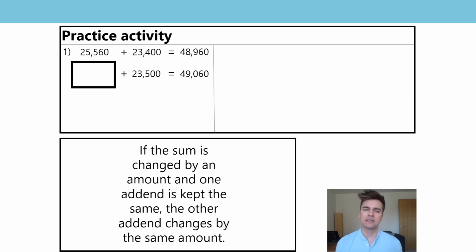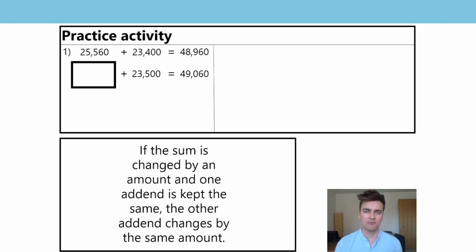Now, looking at that second equation, I'm sure some of you thought, I can use the inverse operation. I can subtract the known addend from the sum to find the missing addend. And I can use a written subtraction to do that. And yes, you can. But I want us to think about the learning from last lesson.